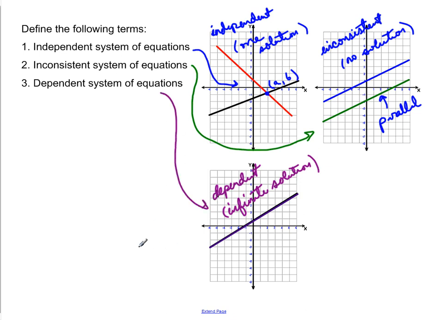So a dependent system means there's an infinite number of solutions. Okay. The real question is, well, how do we know when that happens? Well, let's try this out. Let's do a little bit of graphing here and see what happens if we try it. So let's go to the next one here.